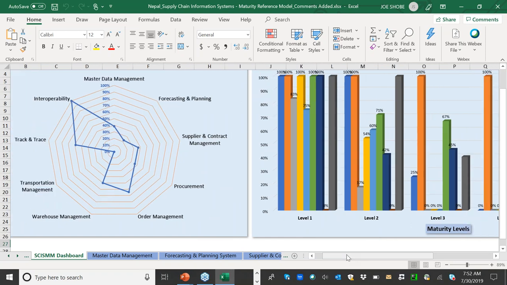information system. So you can see off to the left here where interoperability was tight, is very good with this system. They have some track and trace capability, but those are not deployed. We have zero transportation management. We have fairly good order management capabilities, but there are more things that we can accomplish in the warehousing, in procurement, and in supplier and contract management, in forecasting and planning, and somewhat in master data management.